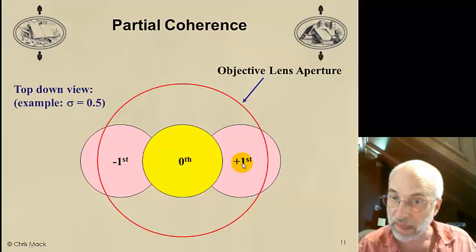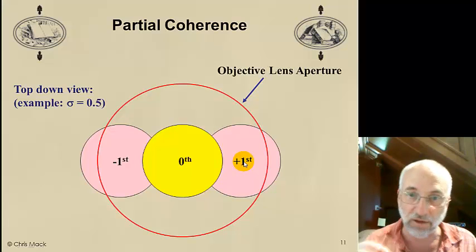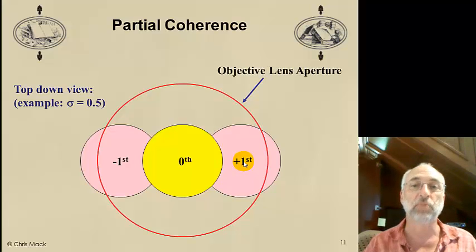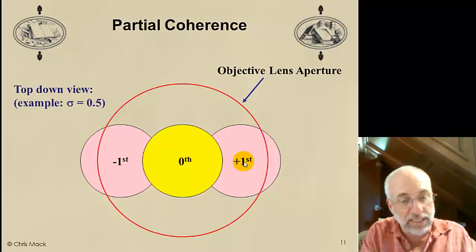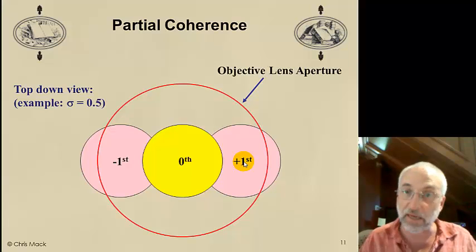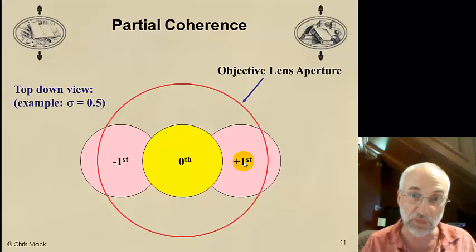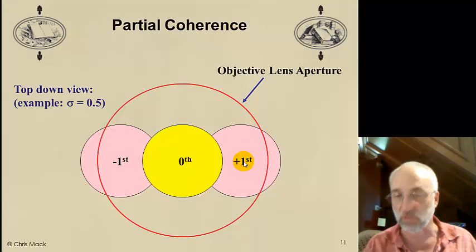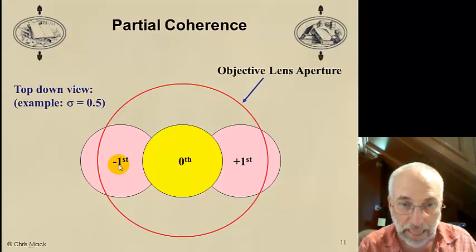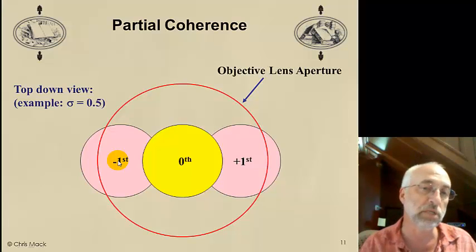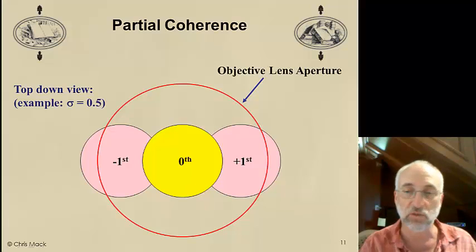My first order is exactly centered where we thought the first order would be, at a spatial frequency of 1 over the pitch. But now, instead of being a point, it spreads out into a spot. Again, the size of that spot is the same shape and size as the light source we're using. Same thing, the minus first order, it's centered at a position of minus 1 over the pitch, but its size and shape is determined by the light source size and shape.